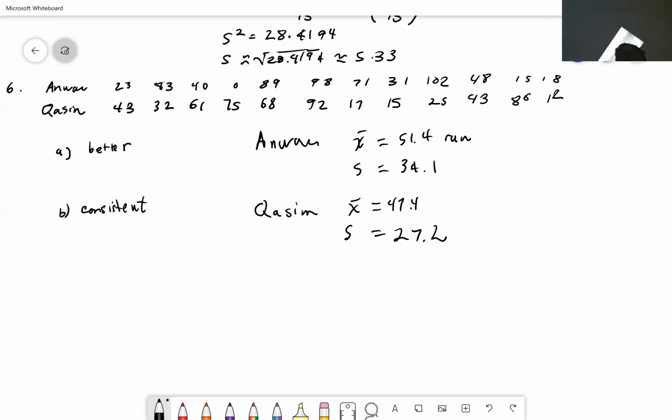Well, I like consistent players. I think consistency is better than people who have streaks. Wait, so for this question, like question A, it would be a dark. Yeah, you would say, in my view, Anwar is better because he scores more runs on average. Explain it like a written response. Yeah, I mean that's what we're expected to do in statistics.